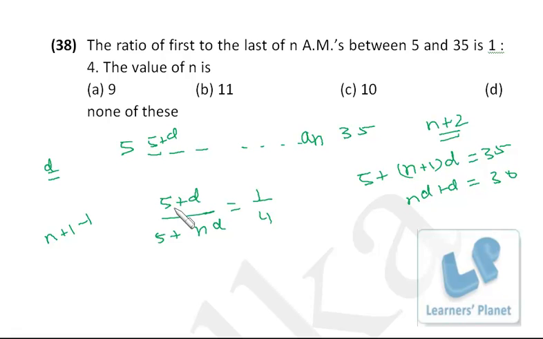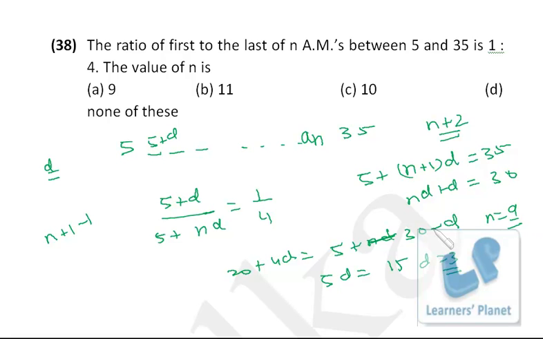Now we go for cross multiplication. 20 plus 4d is equal to 5 plus nd. nd is equal to 30 minus d. Okay, so 5d is equal to 30 plus 5 minus 20, or we can say 30 minus 20 is 10, plus 5, 15. So d is equal to 3. I put the value of d over here, so I'll be able to get the value of n. So 3n plus 3 is equal to 30. That means 3n is equal to 27. That means n is equal to 9.